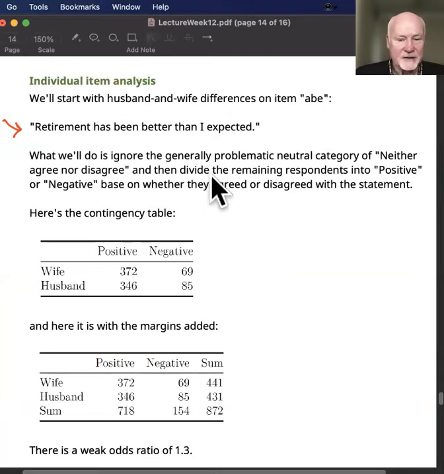They're tables for documenting the possible outcomes. But no, this is just based on counts. There were 372 wives who had a positive response, agree or strongly agree, and 346 husbands who had a positive response, and then 69 and 85 respectively who had a negative response. So we can just put that into a contingency table.